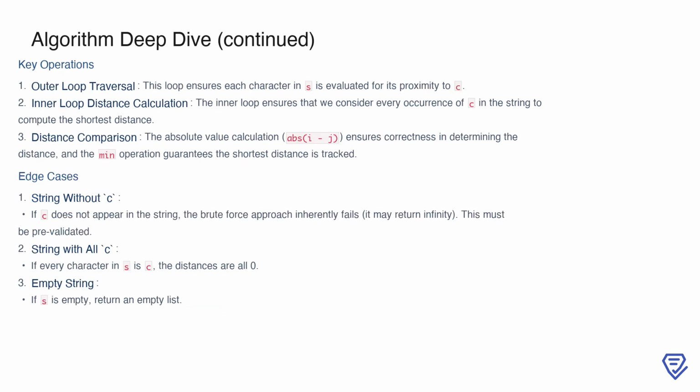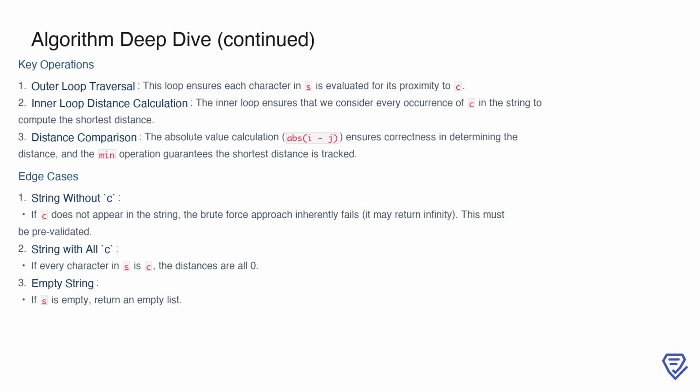The core operations of the brute force method involve traversing the string with two nested loops. The outer loop ensures each character in S is examined, while the inner loop evaluates the distance to every occurrence of C to find the shortest one. The absolute distance calculation, using abs(i - j), guarantees accuracy in determining how far a character is from C. The min operation ensures we always store the smallest distance for each character.